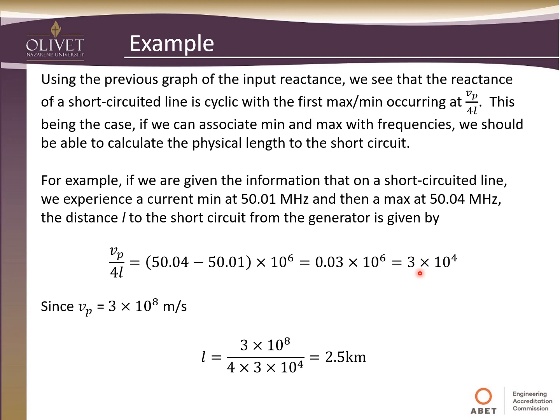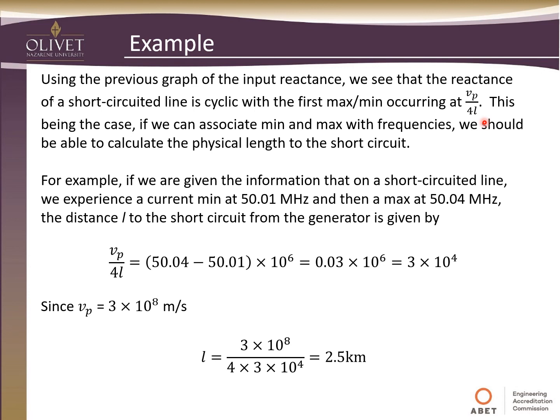This brings up a very interesting idea. Using this previous graph of the input reactance, we can see that the reactance of a short-circuited line is cyclic. We saw that tangent cycle where those dashed lines are where it starts over, with the first max or min occurring at the phase velocity over 4L. If you went back and looked at that graph on the previous slide, you'll see that that first dashed line occurred at the phase velocity over 4L. So this being the case, we can associate min and max with frequencies.